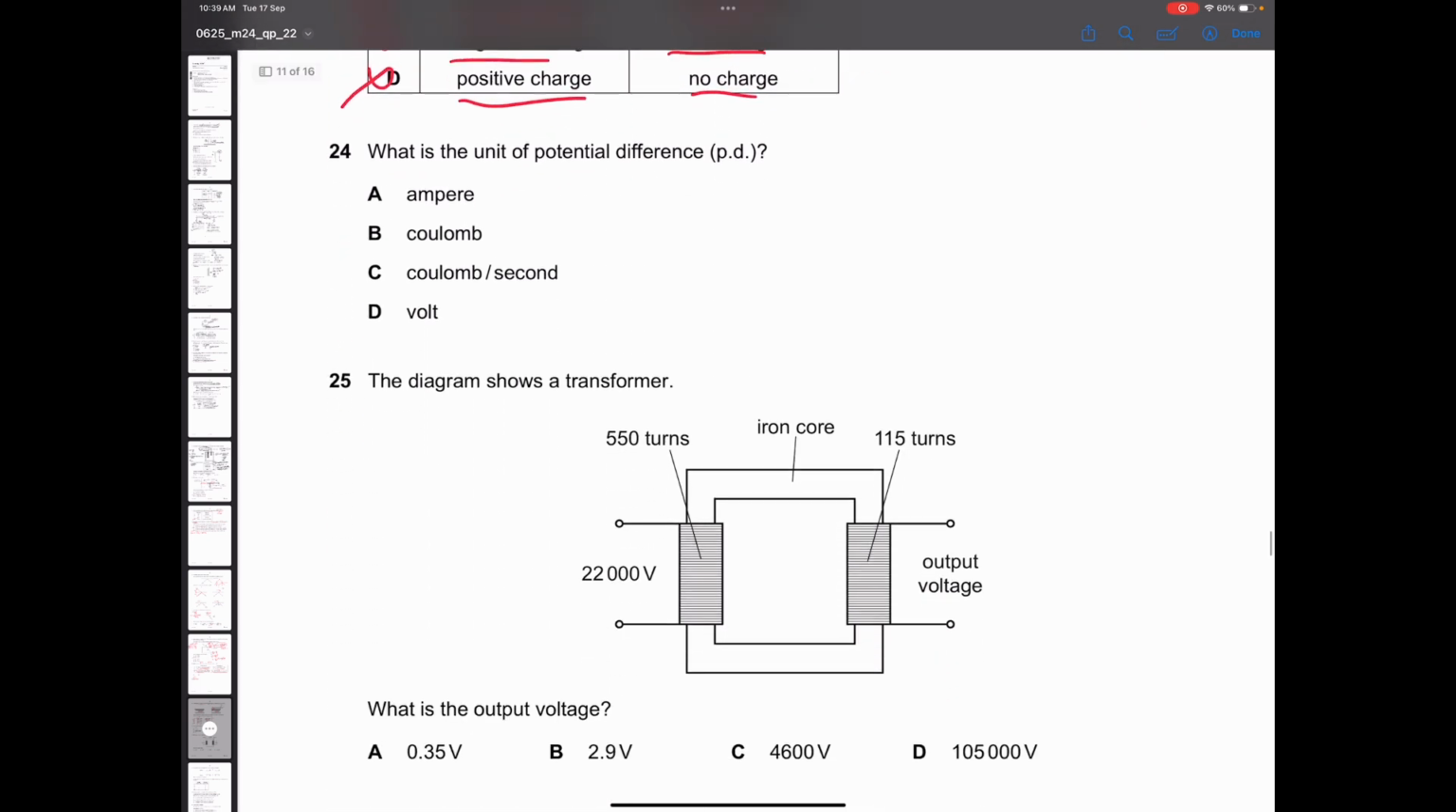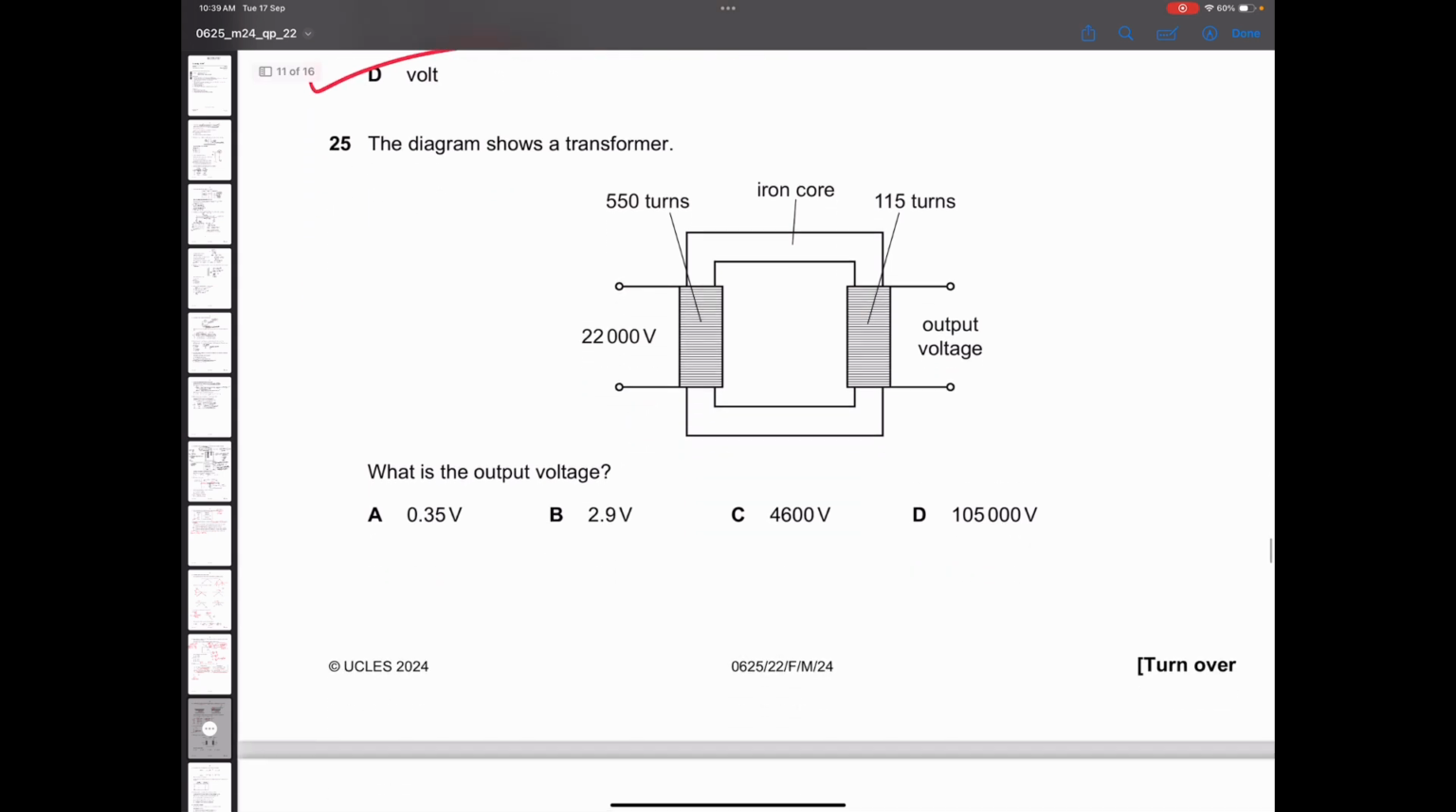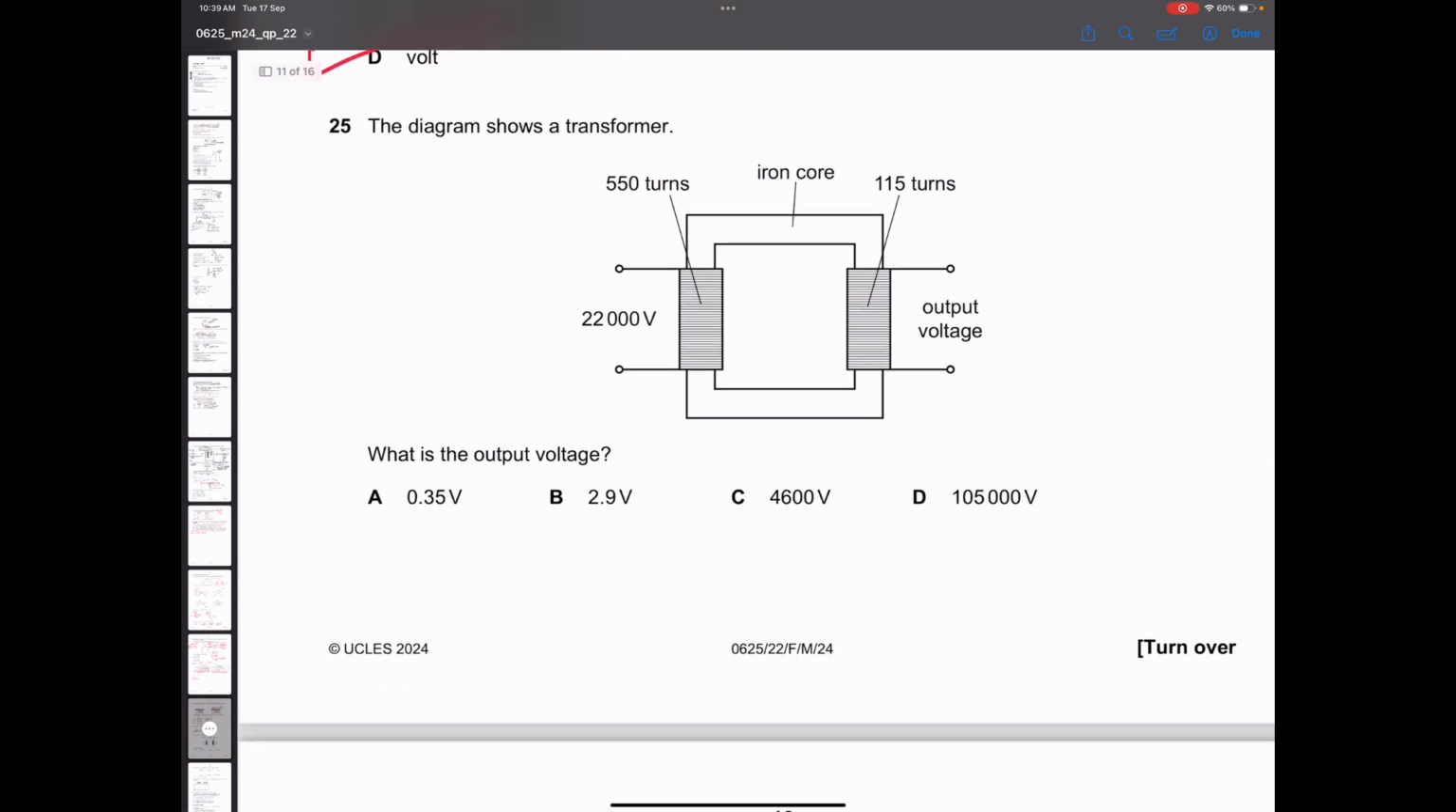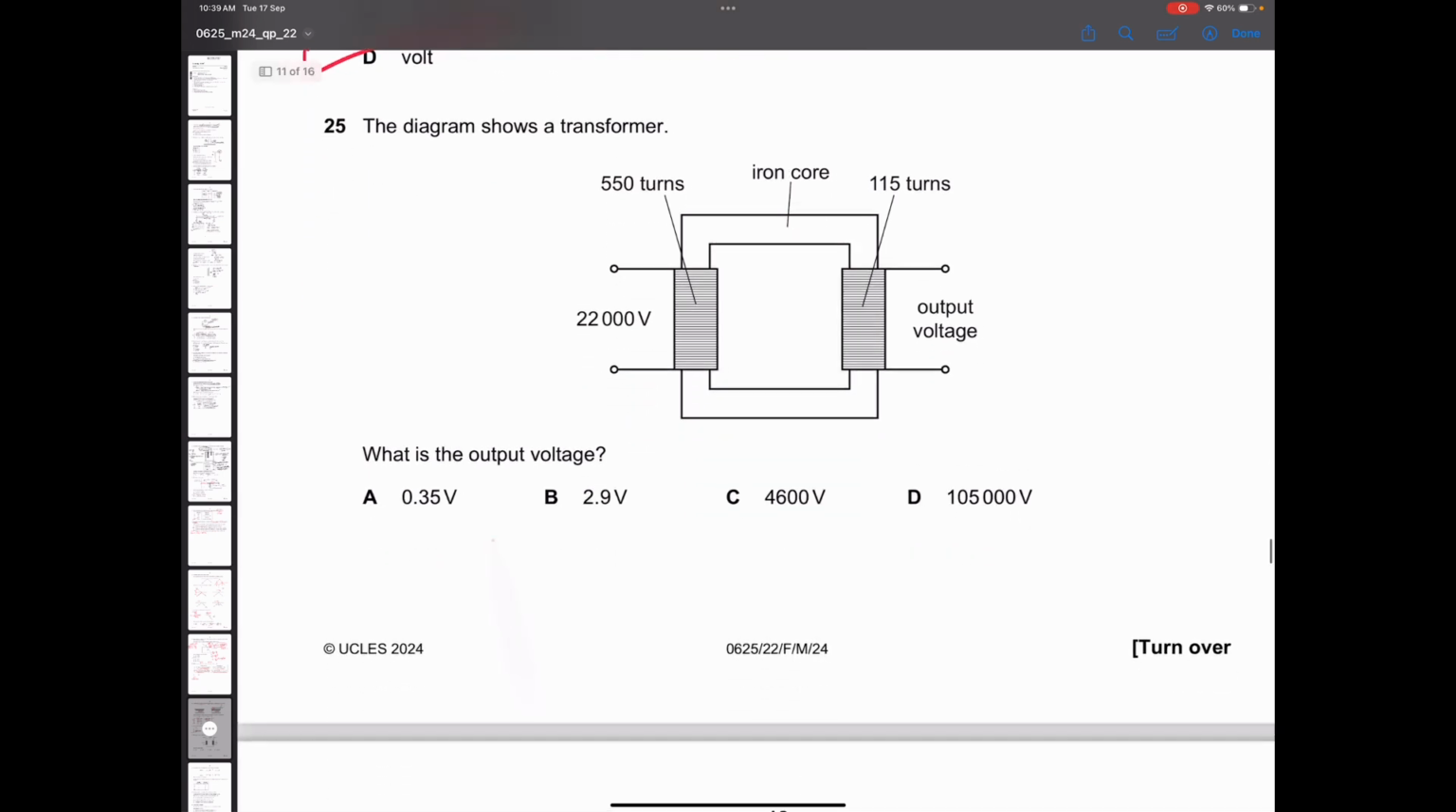Next question. What is the unit of potential difference? Volts is the unit of potential difference. The diagram shows a transformer. What is the output voltage? So for this we know that the formula is NP over NS is equal to VP over VS. NP is the number of turns in the primary coil divided by the number of turns in the secondary coil, which is equal to the voltage in the primary coil by the voltage in the secondary coil.